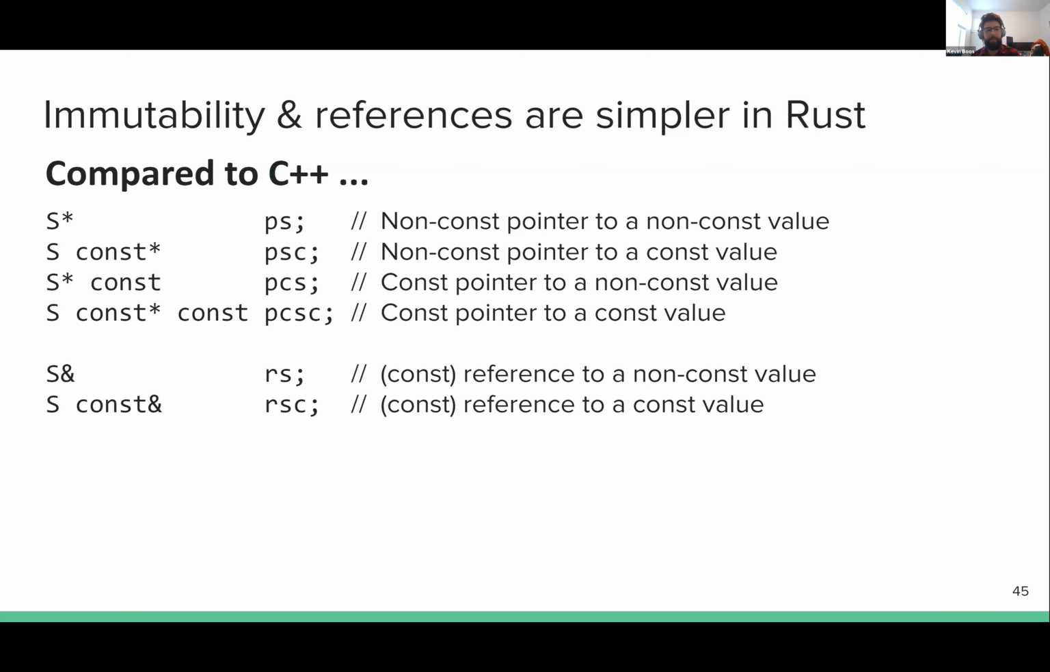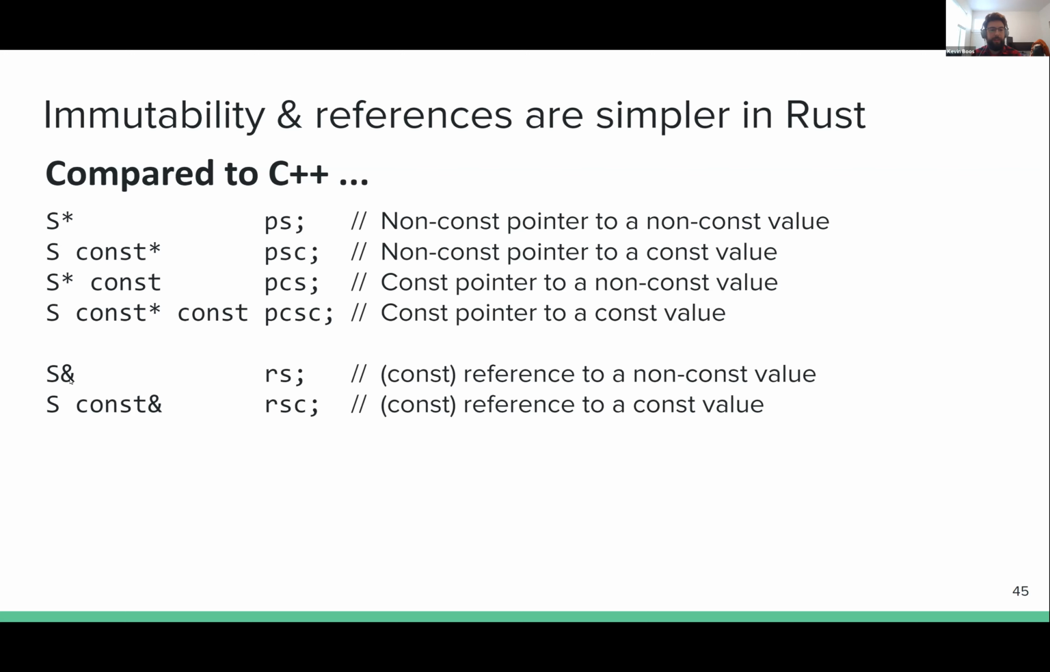So in C++, right, we have both pointer types and reference types. Rust does have pointer types, but they're unsafe. So in this case, we have a non-constant pointer, a mutable pointer to a non-constant mutable value. Here we have a non-constant pointer to a const value, right? So a mutable pointer to an immutable value, right? And then all these different variations, right? They're very confusing and pretty difficult to read, right?